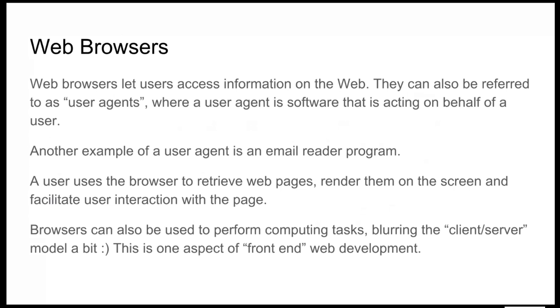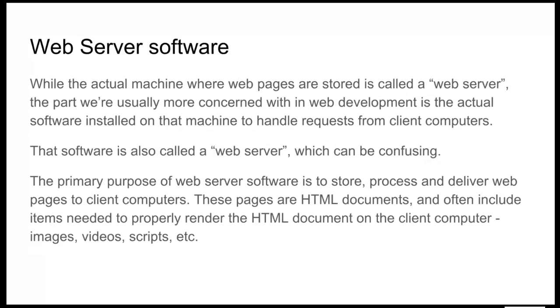Good, so there's a little bit of a review of web browsers. Now we're going to look at the software involved. There's web server software. While the actual machine, the computer, where web pages are stored, is called the web server, the part we're usually more concerned with in web development is the actual software installed on that machine to handle requests from client computers. That software is also called a web server, which can be confusing. The server went down. That could mean something happened with the software. It could mean the actual physical machine got turned off. You need to clarify what you're talking about.